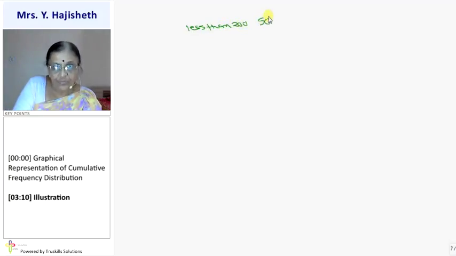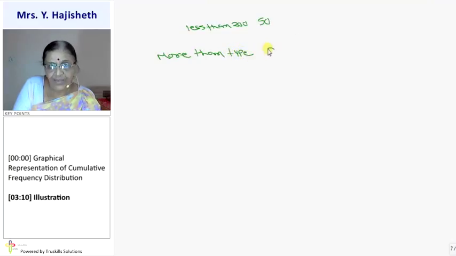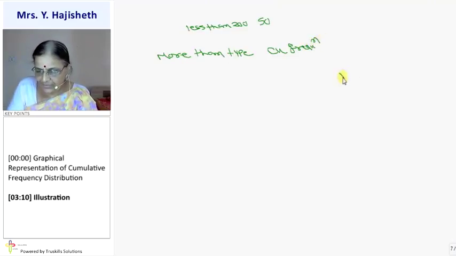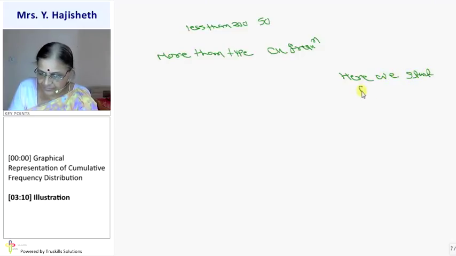Now suppose आपको more than बनाना है, हाँ, more than type. तो उसमें as I said you start with lower limit. क्या? Here we start with lower limit. Okay?